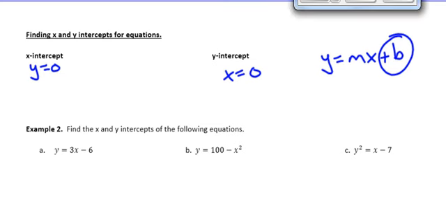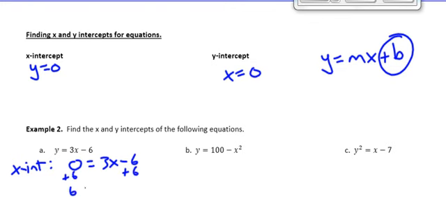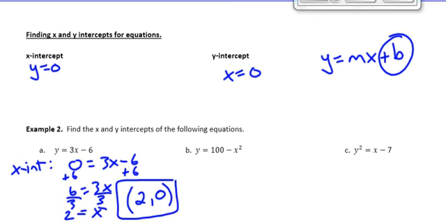Now let's take a look at the x-intercept. The x-intercept is when y is equal to 0. So I'm actually going to set it equal to 0. And then I need to solve, so I have to do a nice friendly equation here, add 6 to both sides. And I end up with x is equal to 2. I want to put that in a point. X is 2 when y is 0. There's my x-intercept.